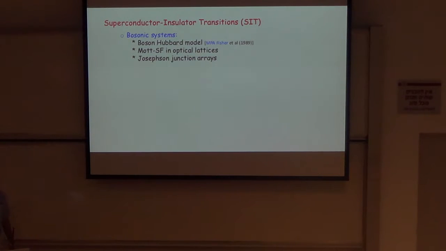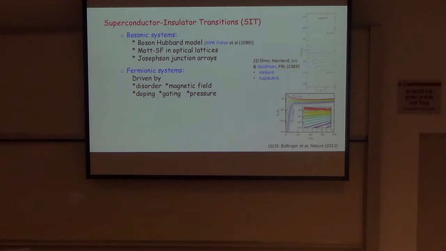I don't think I really need to motivate superconductor insulator transitions in this audience. I think they are rather well understood now in bosonic models, starting with this very important work of Matthew Fisher, which now has also been realized in experiments in optical lattices. Then there are a whole slew of fermionic systems that also show superconductor insulator transitions, and you've already heard from Aaron about this, and Alan Goldman, Art Hebert. Aaron Matthew won the Bucky Prize a few years ago, a seminal work it has been. In fermionic systems, these transitions are driven by disorder, magnetic field, doping, gating, pressure, a very large variety of materials, including even high temperature superconductors.